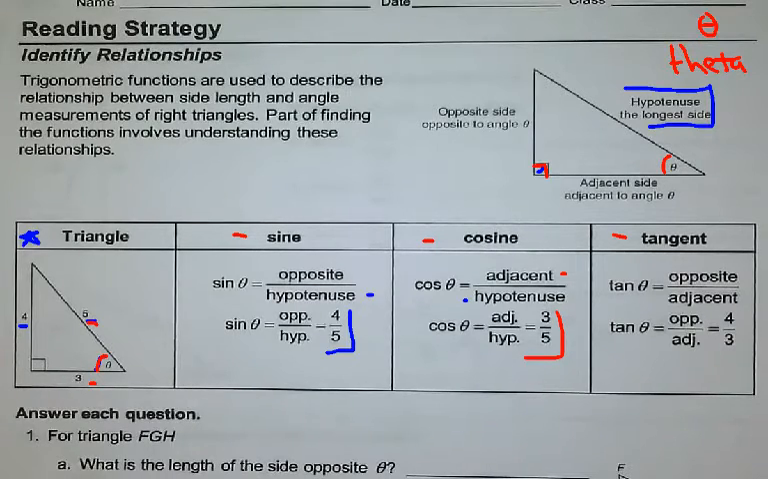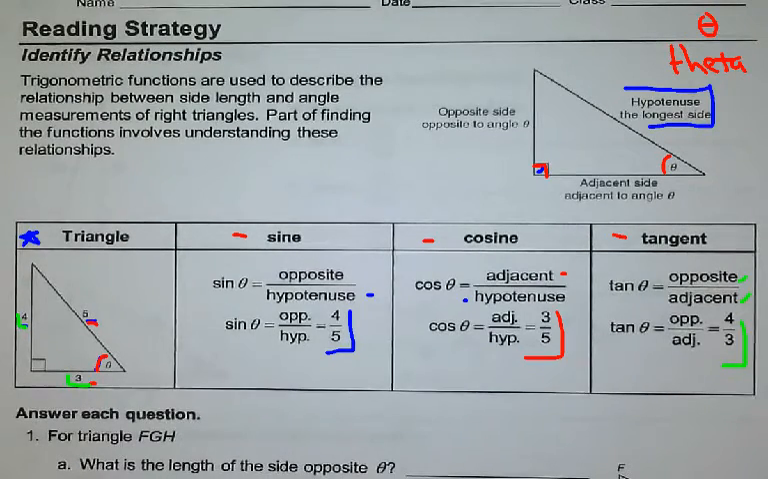And then the tangent is always the opposite side divided by the adjacent side. So this is the opposite side over here, and this is the adjacent side. If I take those and divide, I get the tangent of theta.